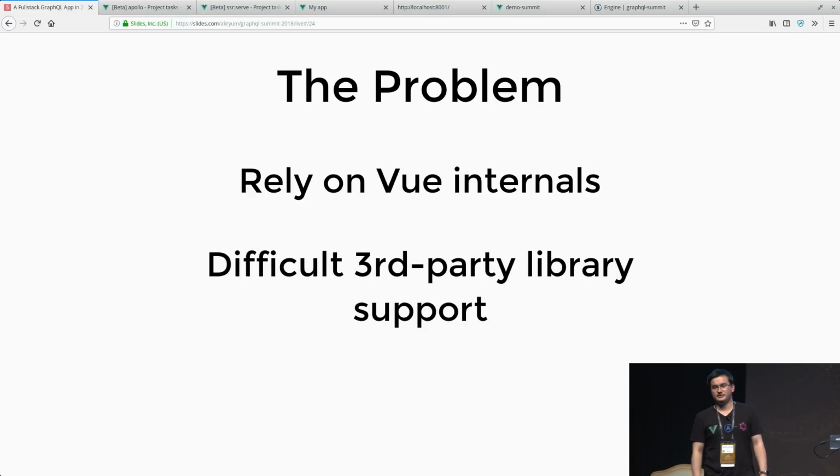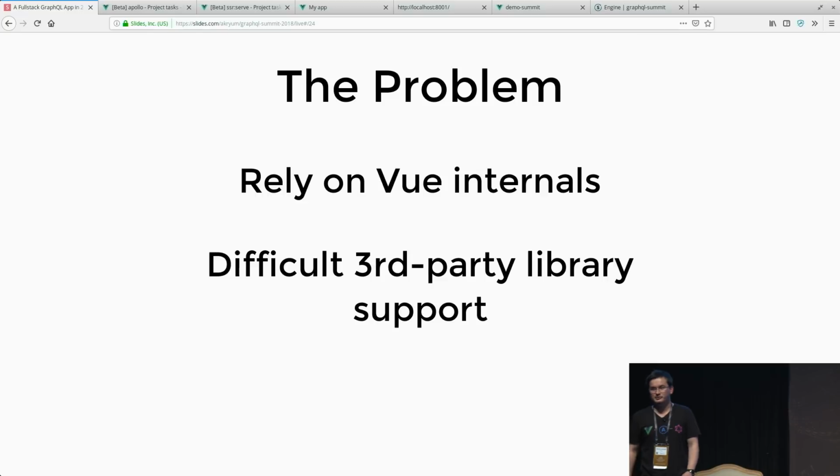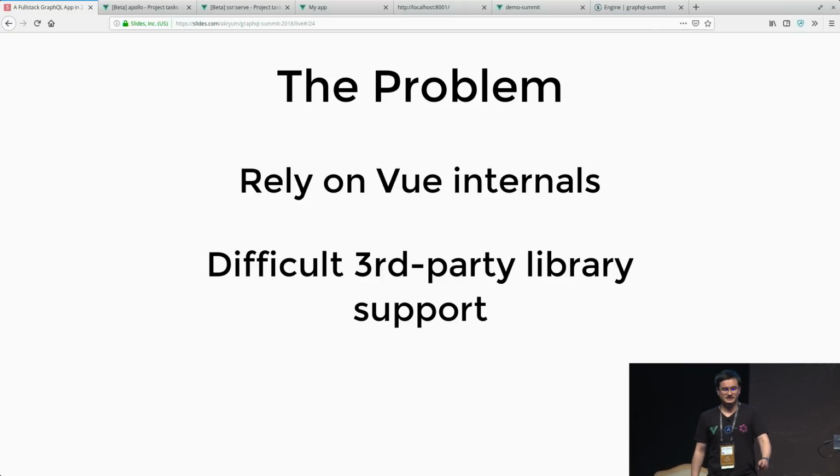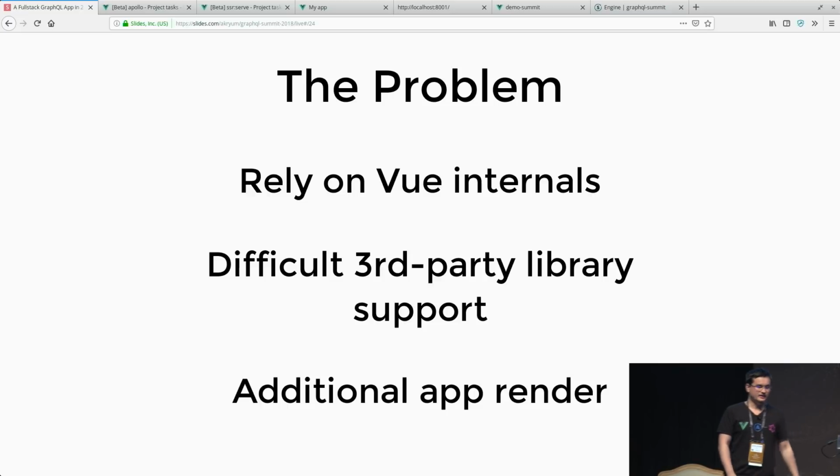Also, if you want to use third-party libraries, let's say a validation library which modifies the Vue prototype, and then you use this validate in your components, basically you screwed up. You need to mock the plugins to work when we fake the app tree. And also, faking the app tree is basically another render of the app.